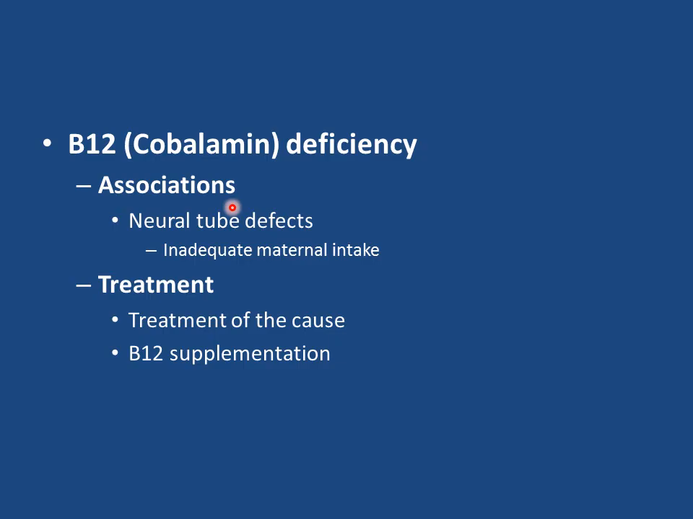Association of B12 deficiency: if the mom is not taking an adequate amount of B12 during pregnancy or she is strictly vegan, the child may be born with neural tube defects, for example myelomeningocele. The treatment of B12 deficiency: very important to treat the cause, number 1, then after that B12 supplementation.